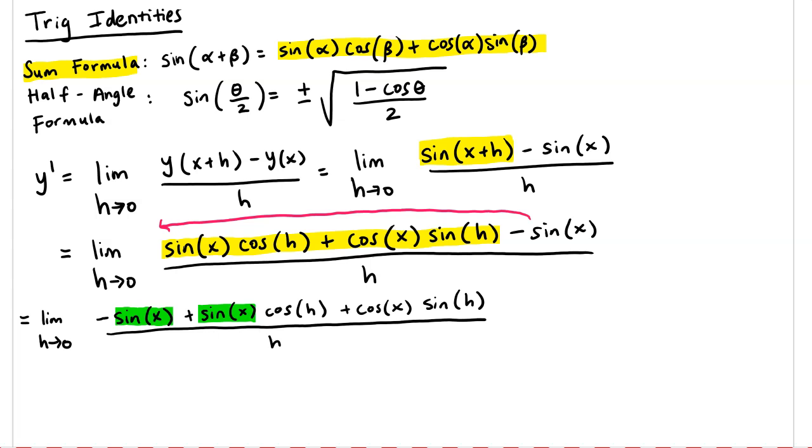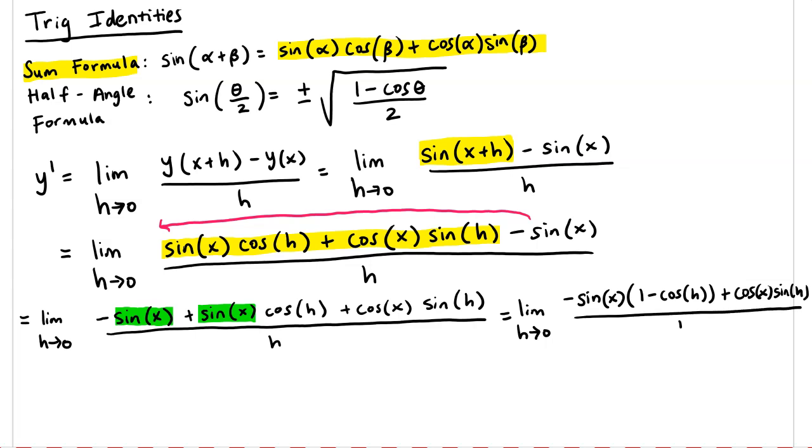So from those first two terms, I'm going to go ahead and factor that out of the numerator. Let's see what that looks like. This is going to give us the limit as h approaches 0 of, I'm going to factor out negative sine of x, and then that will leave us with 1 minus cosine of h, and then we still have that other term there, cosine of x, sine of h, and this is all over h.